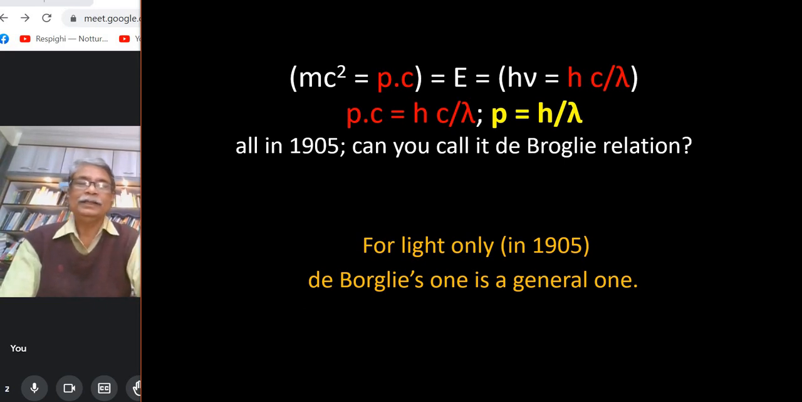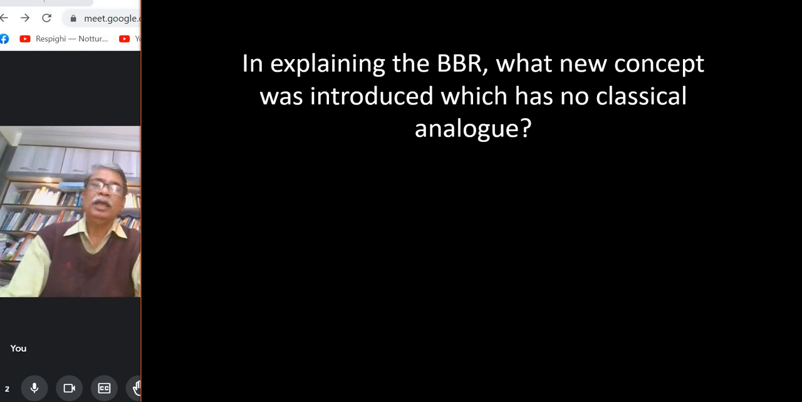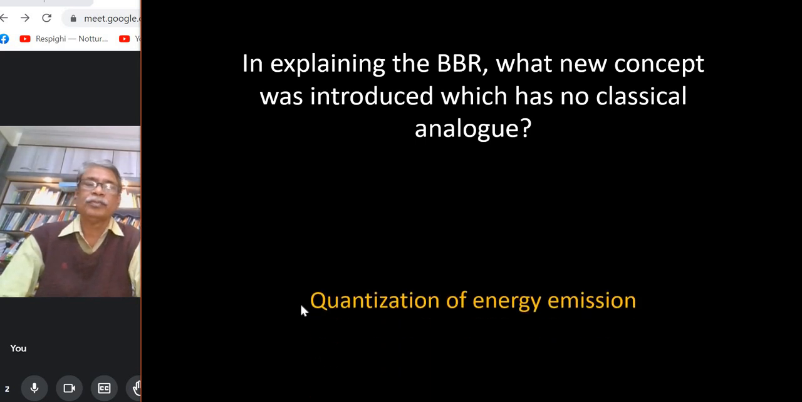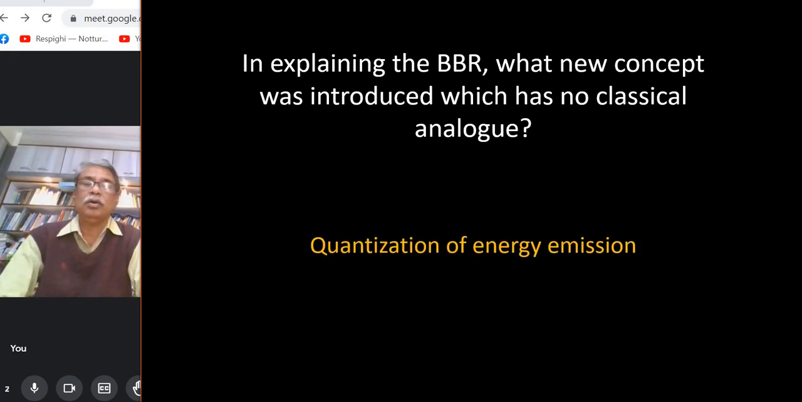Okay. Next question: in explaining black body radiation, what new concept was introduced which has no classical analog? What was that revolutionary concept that Planck introduced? It is the quantization of energy, in a discrete way. That is the first time the quantization concept was introduced, which was peculiar at that time, rather ridiculous to some people, even to Planck himself. But he had to accept this principle, quantization.